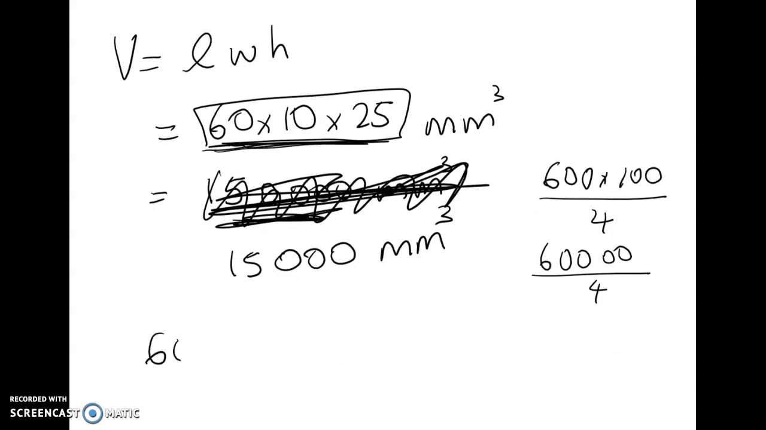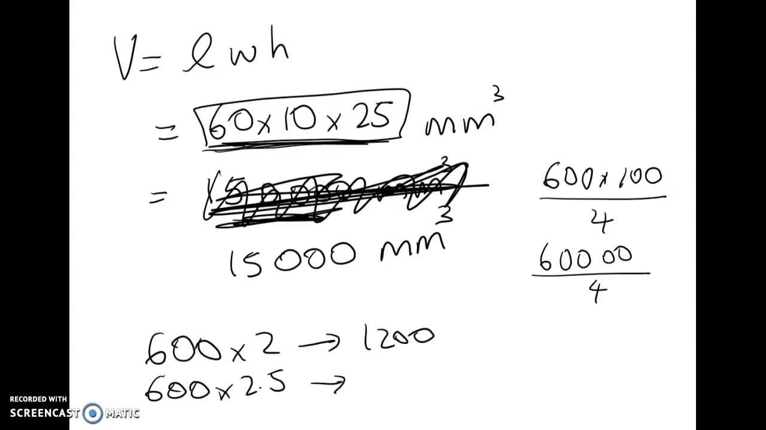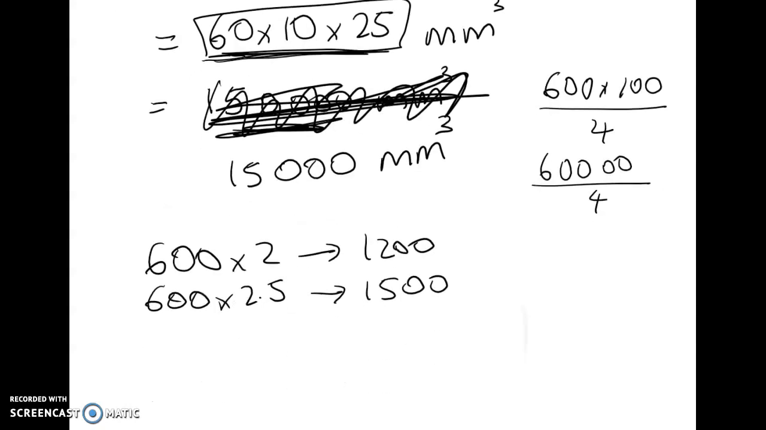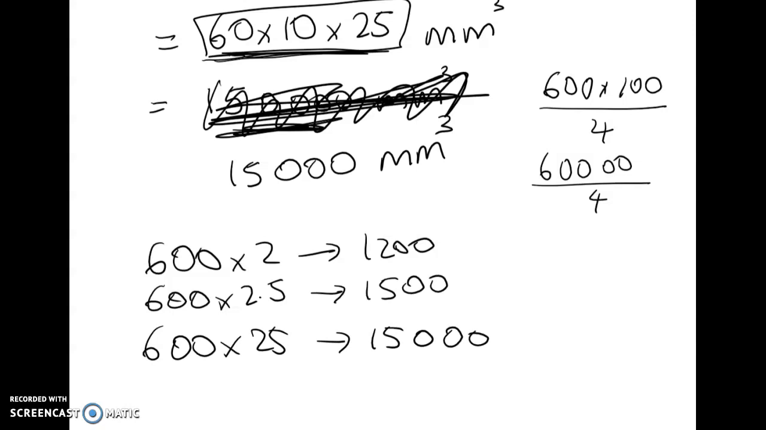And 60 times 10 gives me 600. 600 times 2 would give me 1200. So 600 times 2.5 would give me 1500. And that means that 600 times 25 is going to give me 15,000. So it's 15,000 millimeters cubed. Right, sorry about that. I think the printed answers to that one might be wrong. So just have a check. Okay, all you got to do is times the three numbers together.